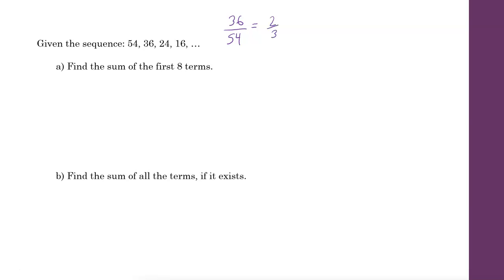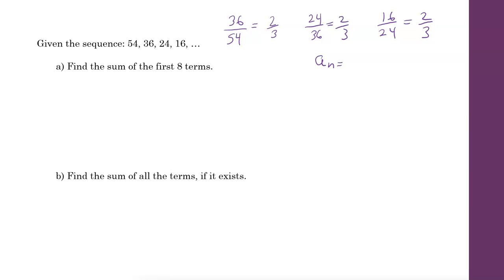And just to verify, make sure that is a common ratio, meaning it stays the same throughout the sequence. 24 over 36, those are reducible by 12. I would get 2/3. And finally, 16 over 24, those are reducible by 8. I get 2/3. So it is a geometric sequence. All the terms are multiplied by 2/3. So I can actually go ahead and write it as a geometric sequence.